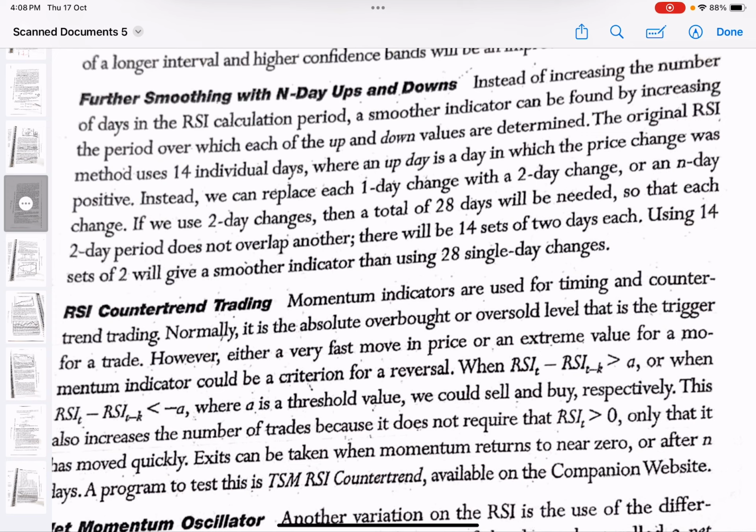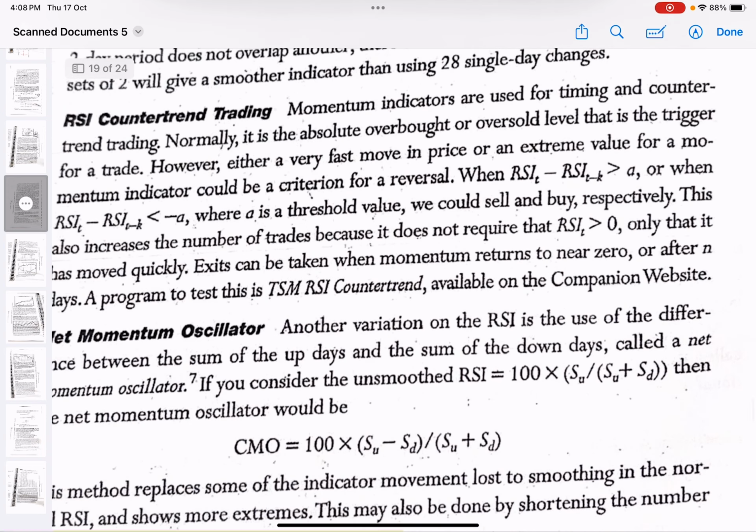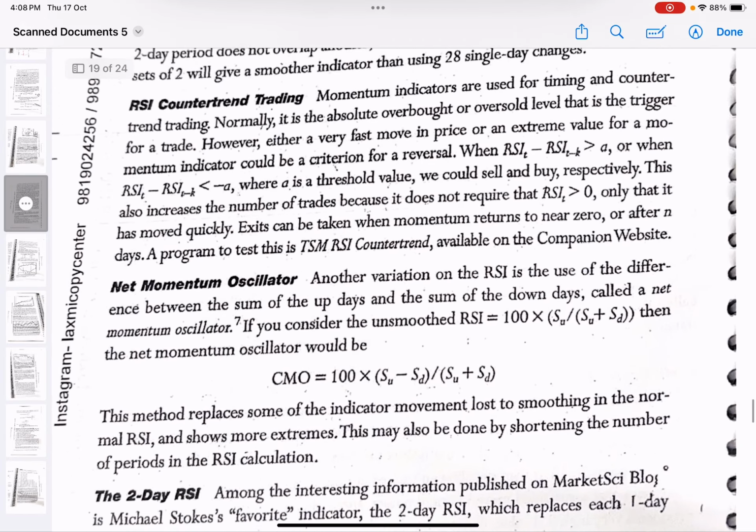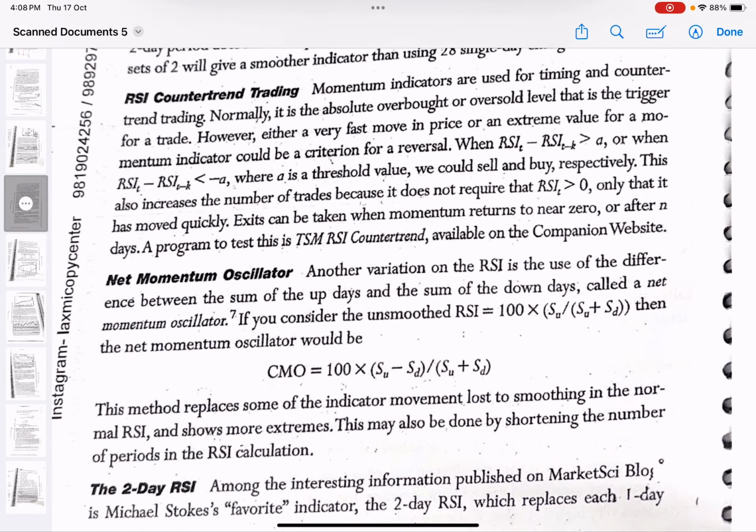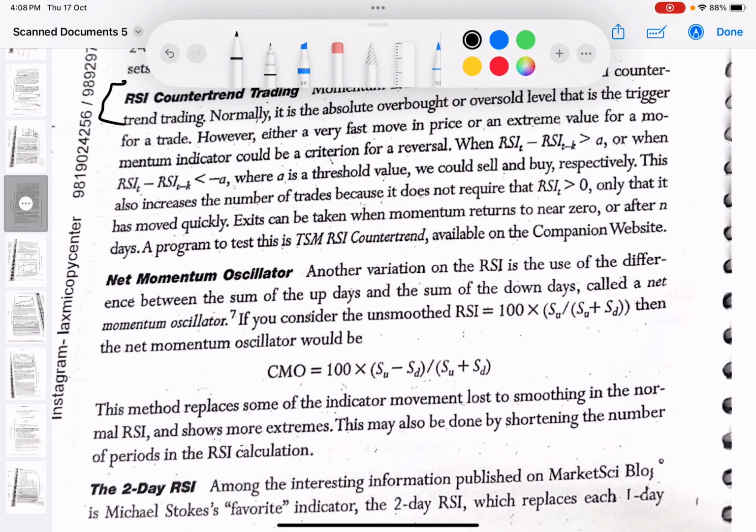What will happen? That will just give you a smoother answer. Okay, take a moment to read this. RSI counter trend trading. Read from here to here. I'll just be back.